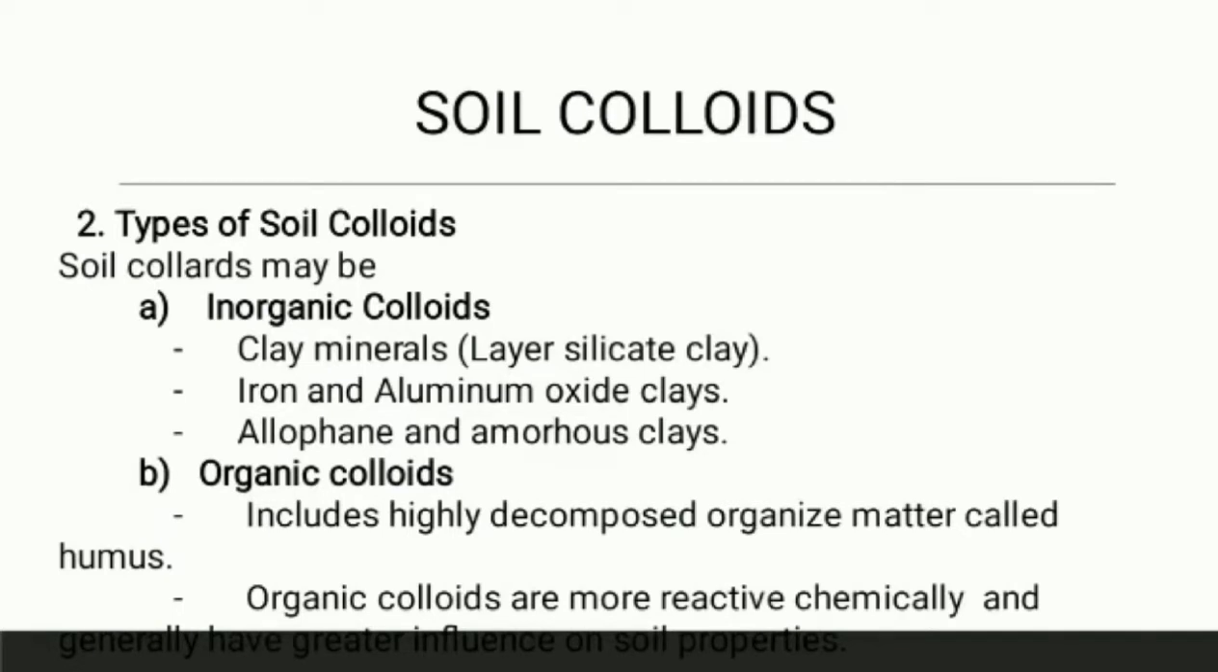Second, types of soil colloids. Soil colloids may be inorganic colloids and organic colloids. Inorganic colloids include clay minerals, layer silicate clay, iron and aluminum oxide clays, allophane and amorphous clays. Organic colloids include highly decomposed organic matter called humus. Organic colloids are more reactive chemically and generally have greater influence on soil properties.